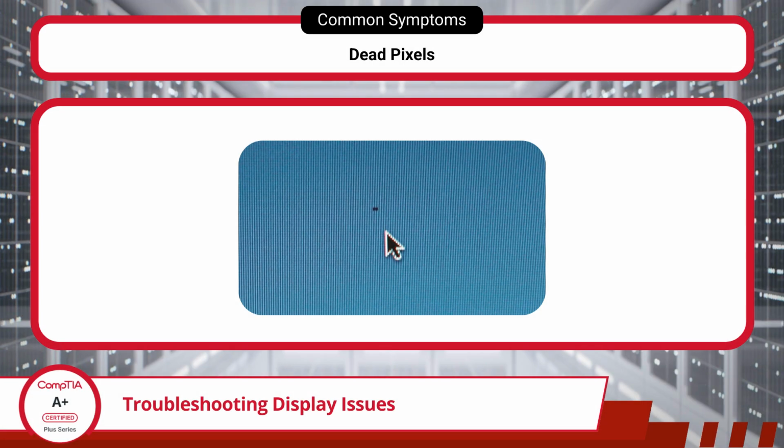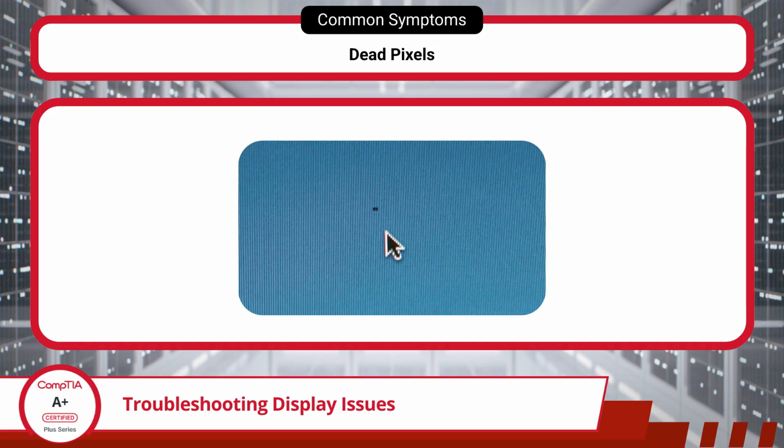Moving forward, we have dead pixels. These are individual pixels on the display screen that fail to illuminate, resulting in small black spots that remain dark, regardless of the displayed content. Dead pixels can occur due to physical damage to the display panel or prolonged use. To reduce the occurrence of dead pixels, users should handle their displays with care to prevent physical damage. This includes avoiding applying excessive pressure to the screen and keeping the display away from liquids.